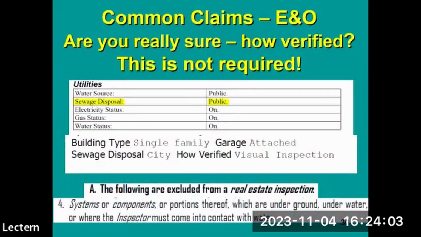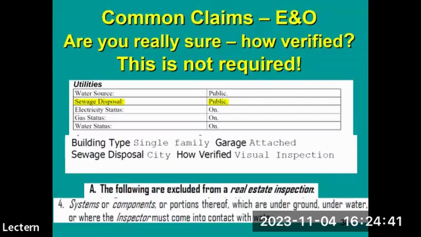Now this is a big one. I've probably worked on 24 claims where a home inspector said the house was on municipal sewer when it had a septic tank. It's a big one. And number one, you're not even required to report this. The method of sewage disposal, whether on-site or municipal, you're not required to report on this because it's all underground. It's poop underground. You don't have anything to do with that. But some inspectors still have to write this for some reason. I don't know why.